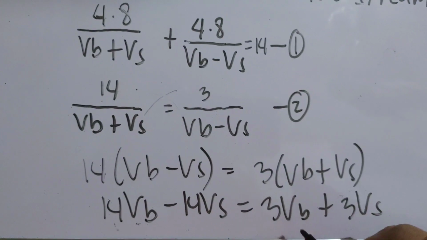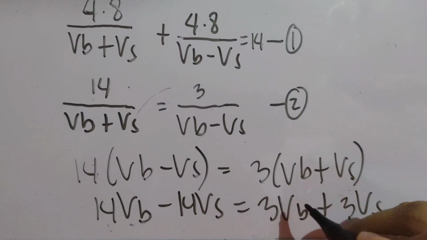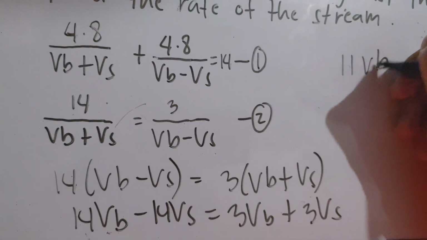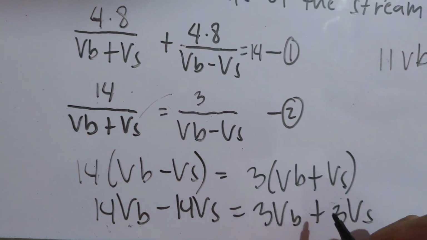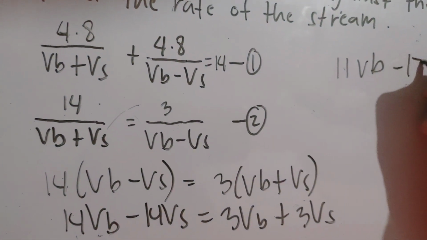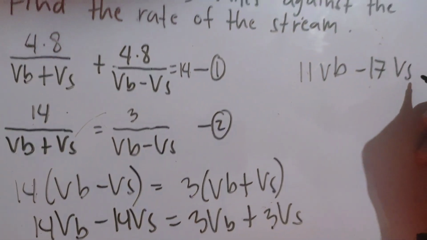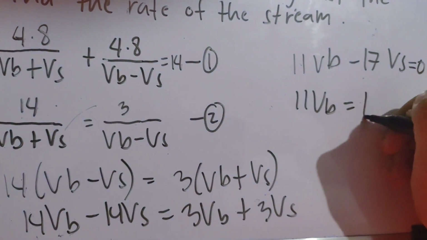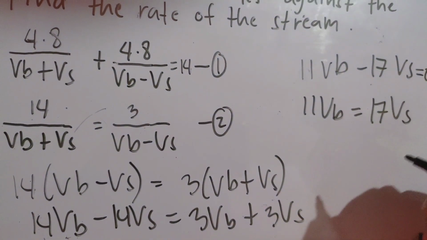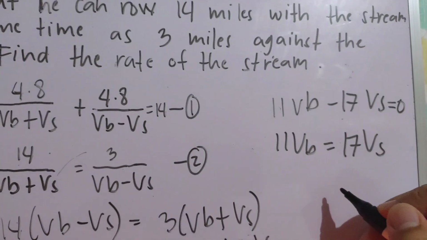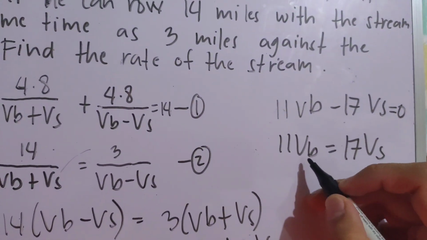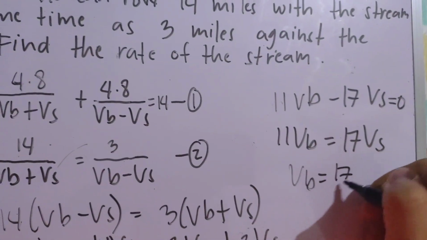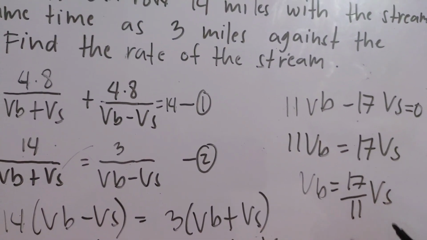Then, collect similar terms. Ilipat natin itong dalawang variables na to sa kabila. So, ito, minus natin, magiging 11 VB na lang yan. Tapos ito, minus din, magiging minus 17 VS is equal to 0. So, ibig sabihin, 11 VB is equal to 17 VS. Ang hinahanap natin ay yung VS. So, dapat kunin natin to in terms of VB. Tapos, substitute natin dito. So, VB is equal to 17 over 11 VS.